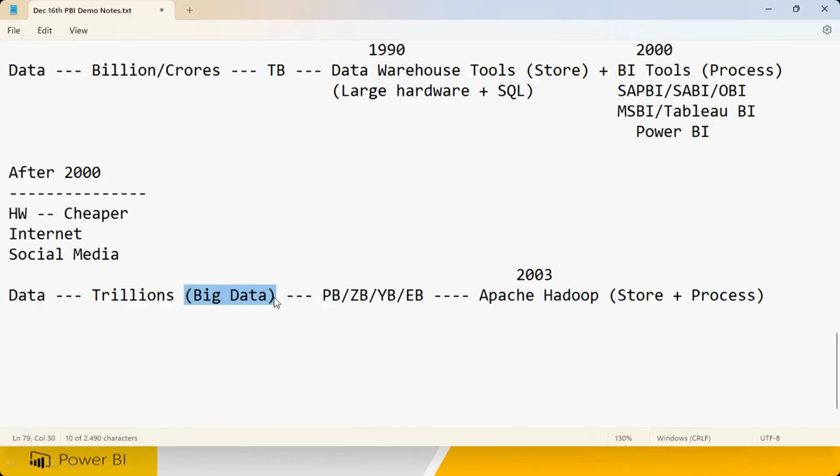A lot of data started coming in. This data was specially identified as big data. This name was suggested by Google. The Google company said this kind of unlimited data is called big data. Big data cannot be stored in your data warehousing.